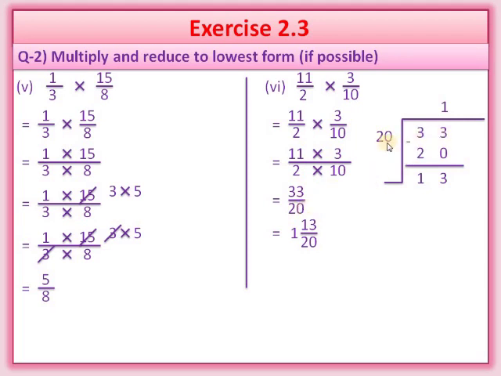Okay, so 33 divided by 20. 20 ones are 20, 20 twos are 40, so 40 will become a bigger number. Therefore, we will use the table of 20. 20 ones are 20, so 3 minus 0 is 3, 3 minus 2 is 1. So what is the answer? The answer is 1 integer 13 upon 20, which I have mentioned here. Understood? Which I have written here. Okay, so 1 integer 13 upon 20.